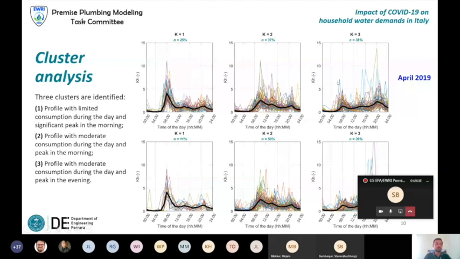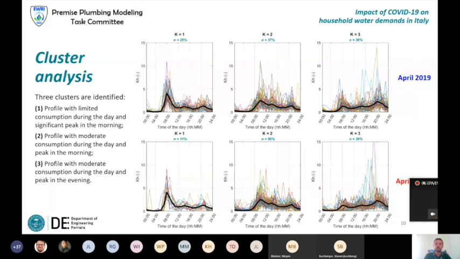Finally, the third cluster is characterized by a moderate consumption during the day and a peak in the evening. Well, it was quite interesting noting that in the pre-lockdown period, that is referring to April 2019, 25%, 1/4 of the users belonged to the first cluster, 37% to the second one, and 38% to the third one.